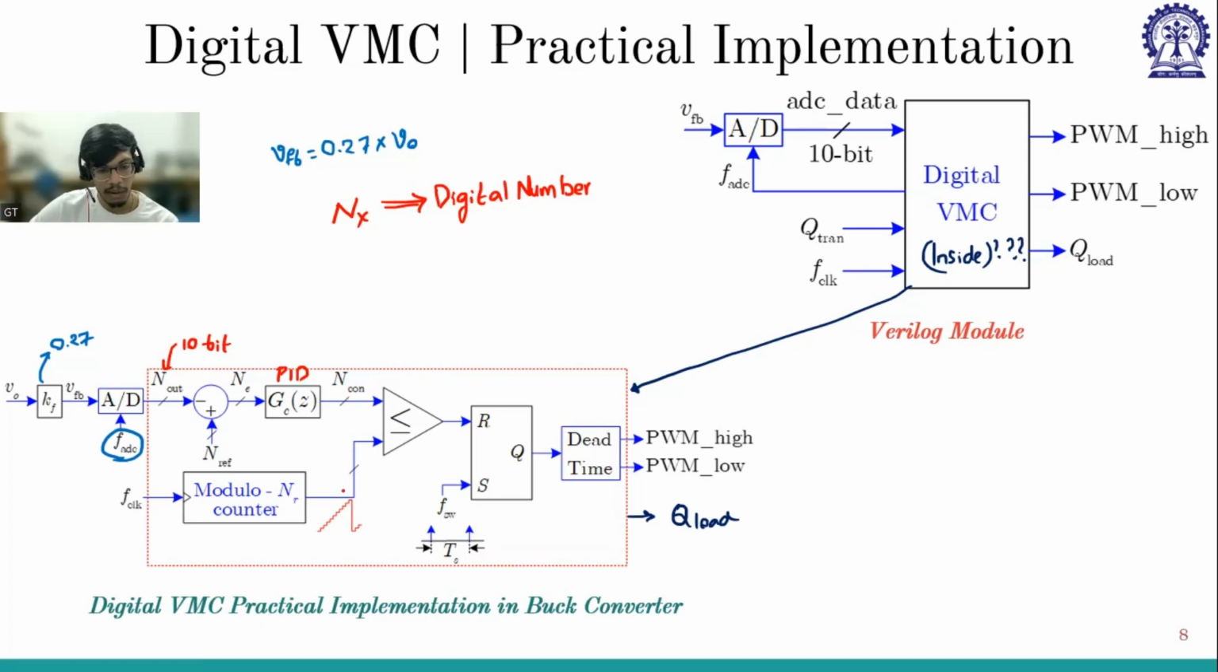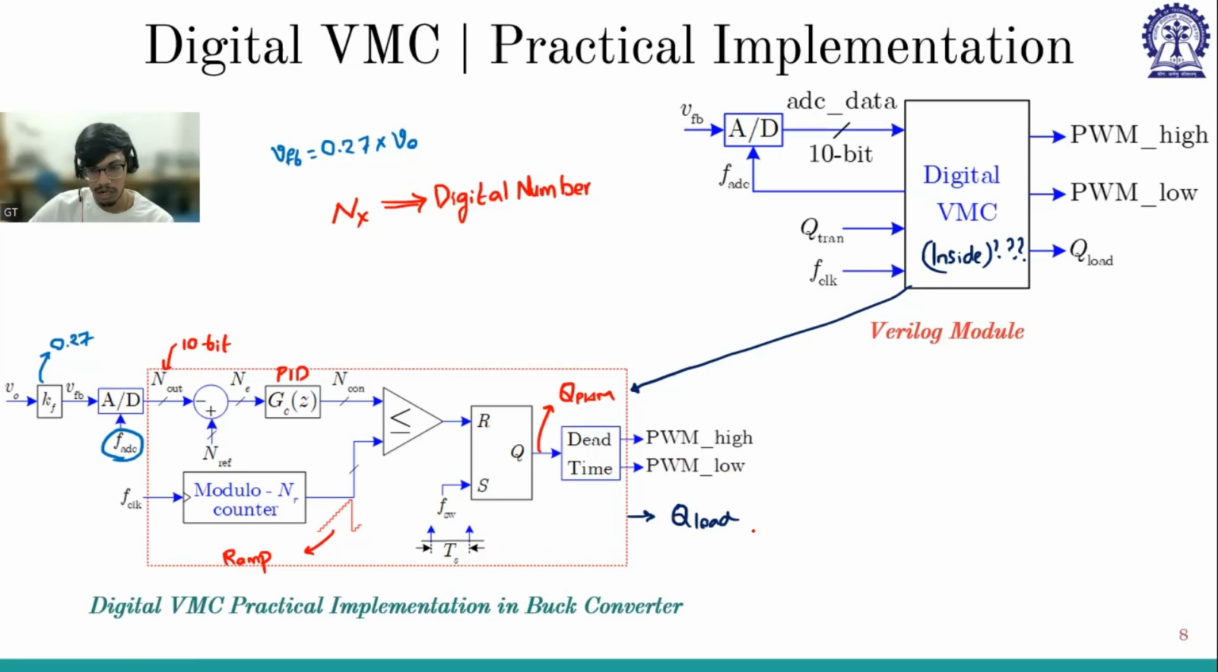Now this is compared with the ramp. We have discussed that in analog, the ramp is smooth, whereas in digital, the ramp is a staircase. From the main clock, we use a counter to generate this ramp, and these two are compared, giving rise to the reset pulse, and the set pulse is the switching frequency. Now this QPWM goes to the dead time block, which we discussed last week, giving rise to PWM high as well as PWM low.